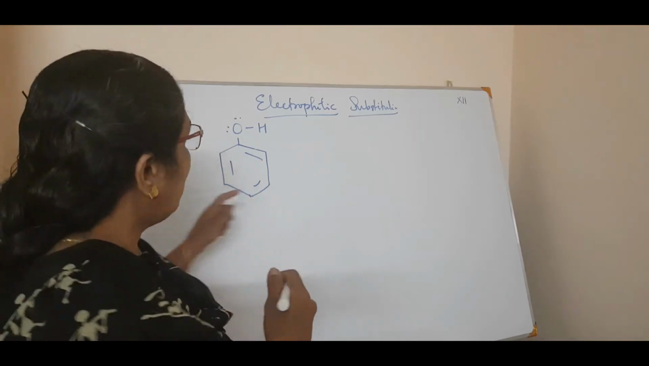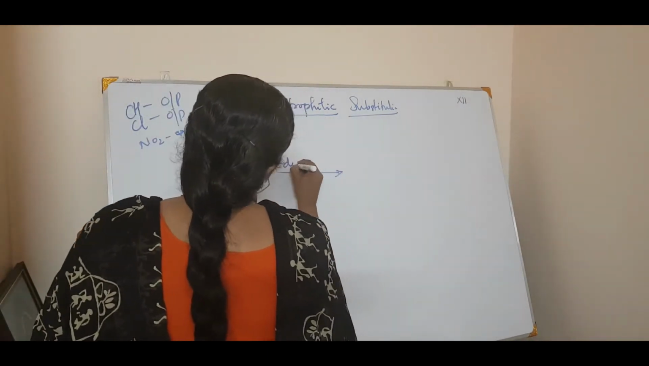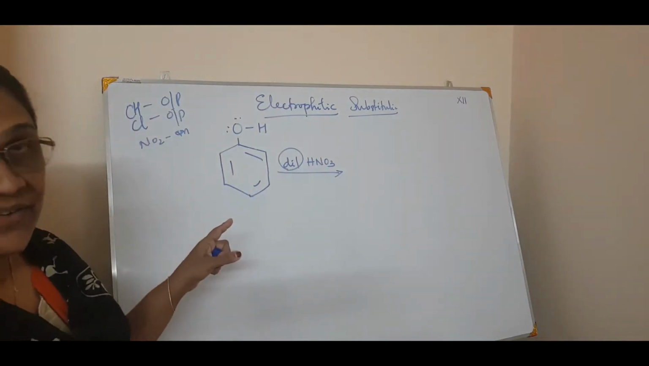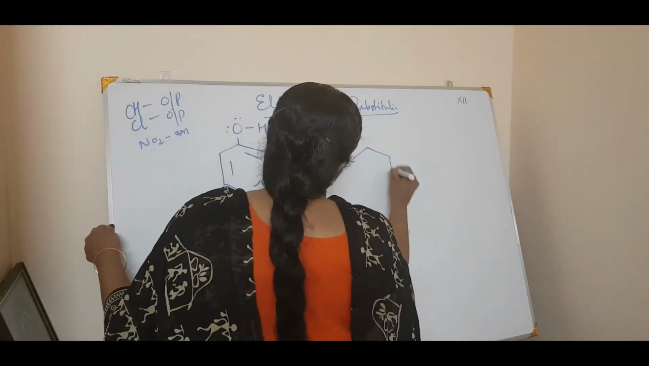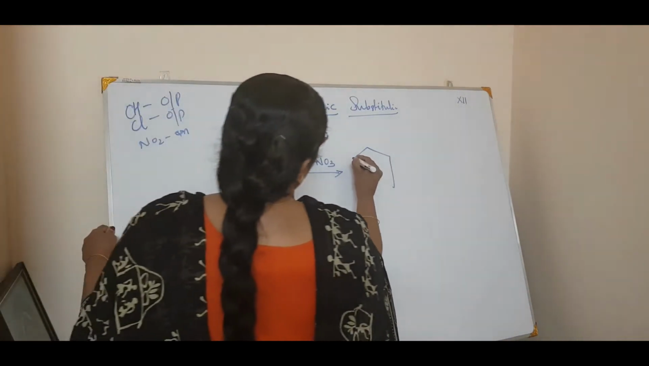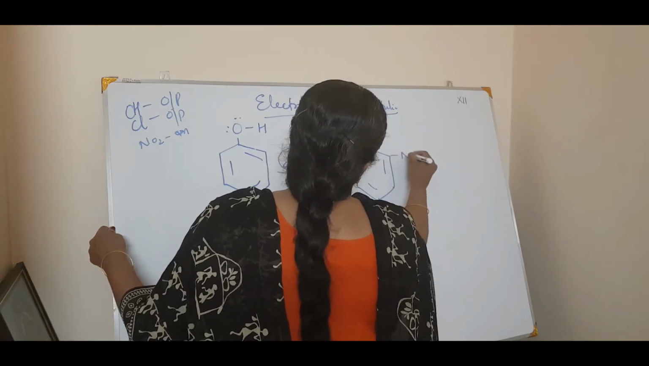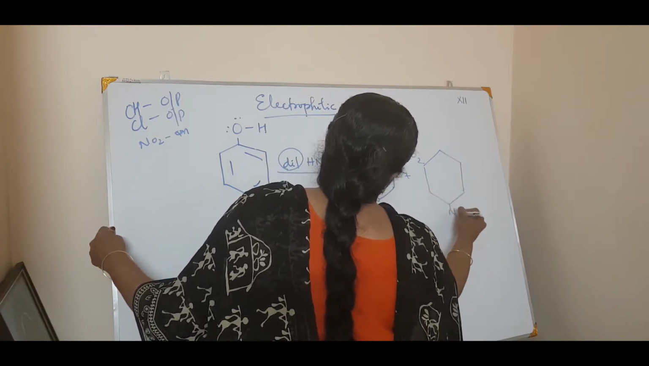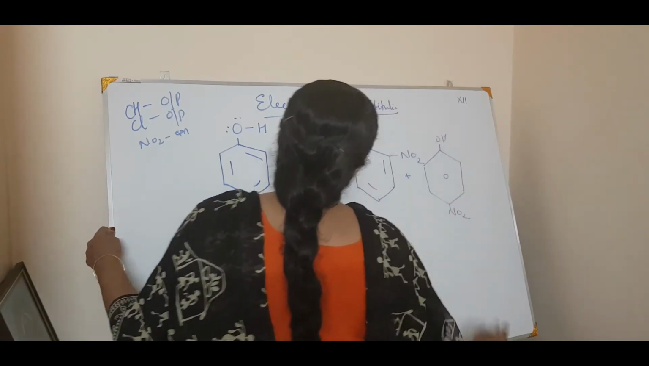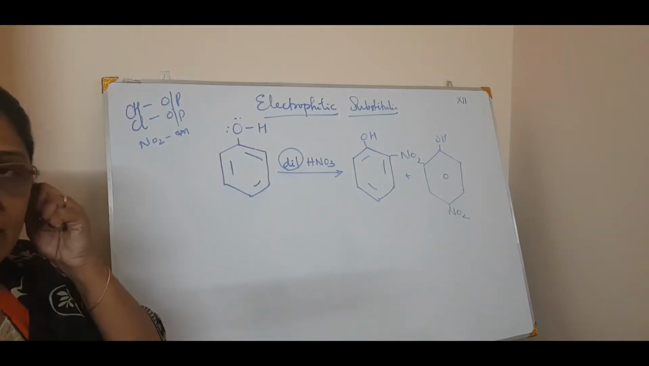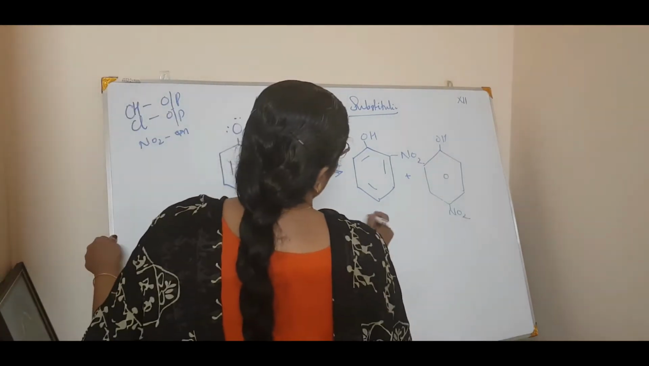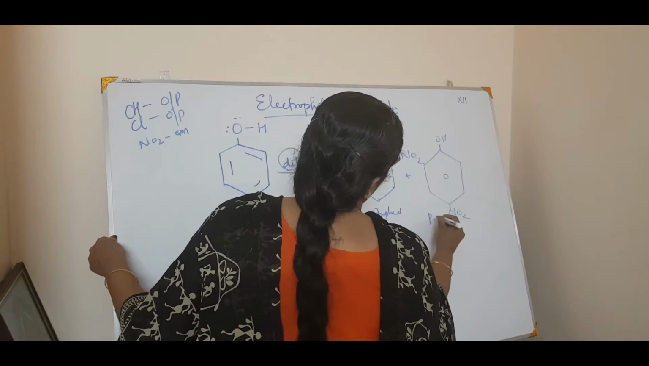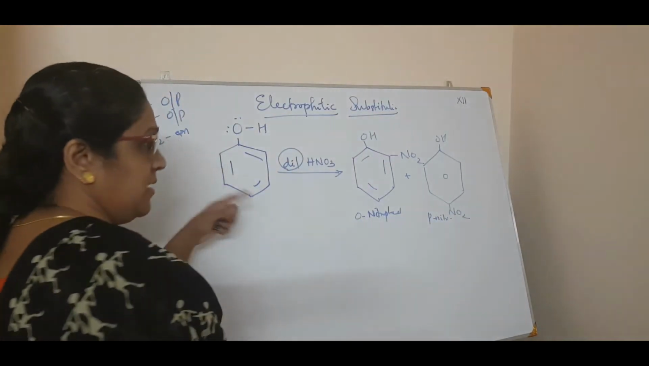Now, if you put dilute HNO3, very important, listen. It is dilute HNO3. When it reacts with dilute HNO3, since it is ortho-para orienting, you will get a mixture of what? Ortho-nitrophenol plus para-nitrophenol, isn't it? It's a mixture of ortho-nitrophenol and para-nitrophenol. So we have to write the names accordingly: this is ortho-nitrophenol and this is para-nitrophenol.